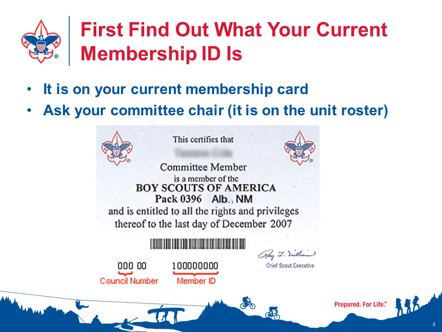To make sure that your training is recorded when you're doing the training online, you have to make sure your membership ID is in MyScouting, because the membership ID is what ties your national record with the online training record. So to find your member ID, find a current membership card, and it is located on the bottom of the card. If you don't have a current membership card, then ask your committee chair what it is. They can find it on the unit roster.